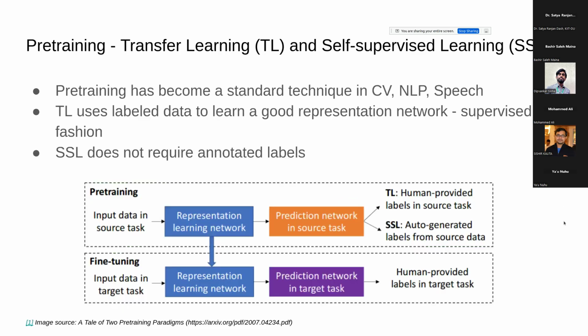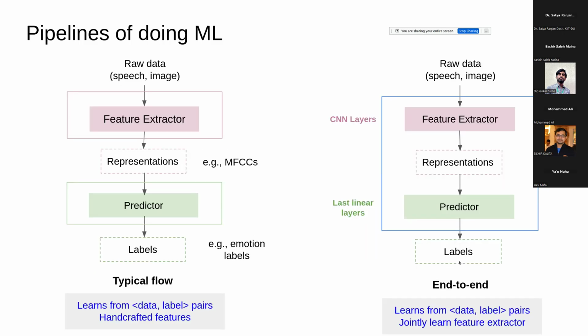Okay. Now there are two things actually in the case of pre-training. One is what we call transfer learning based pre-training, and the other is self-supervised based pre-training. Okay, so now what is transfer learning? Here, for example, in this case, you have a huge amount of data. I'm just giving one example.